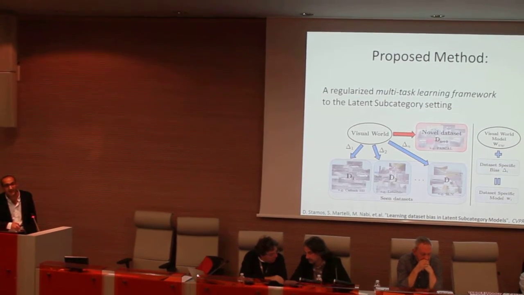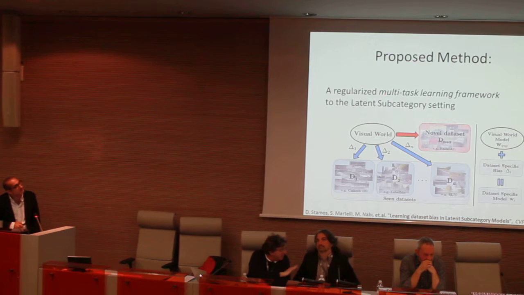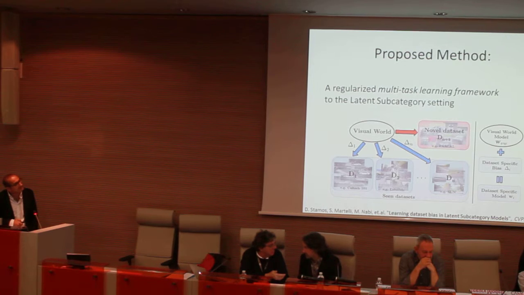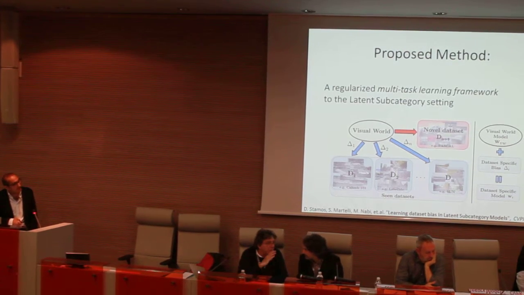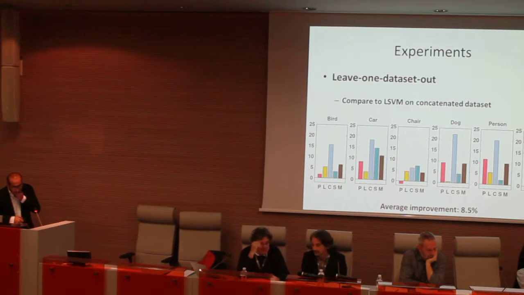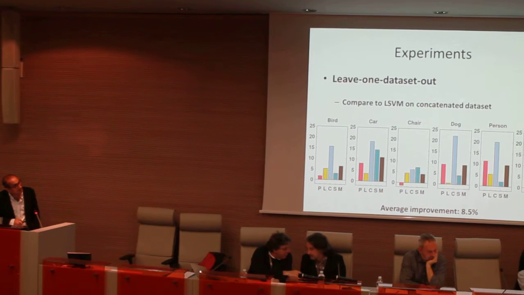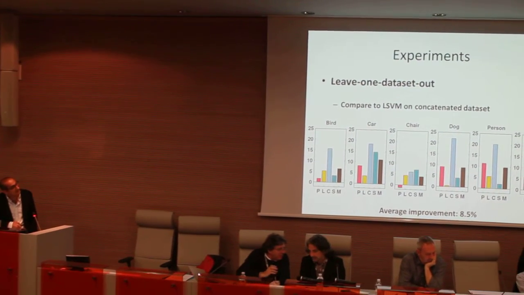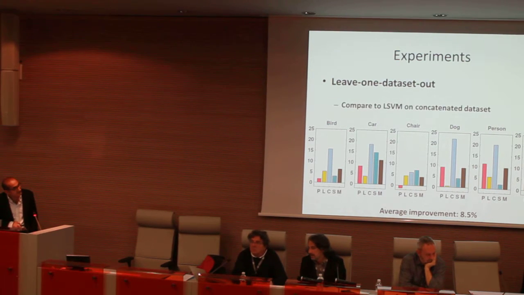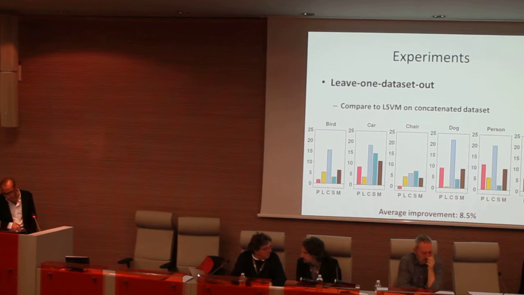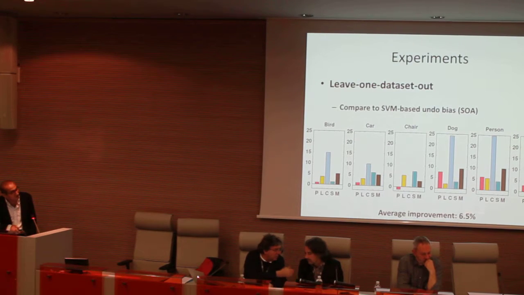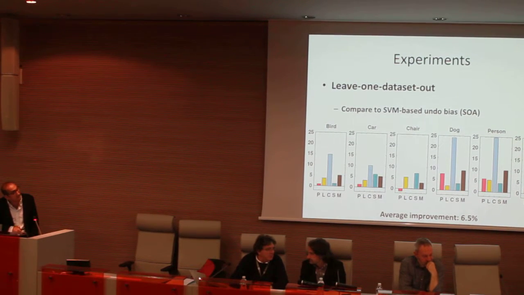We employed the subcategory idea and introduced a regularized multitask learning framework for tackling the dataset bias problem. More specifically, we jointly trained the subcategory model as well as a visual word model. We evaluated our method and compared it to the concatenated dataset, and we show improvement in most of the datasets and for most of the categories. Also, we had an average improvement of 8.5 when compared with the concatenated dataset, and an average improvement of 6.5 when compared with the state-of-the-art method.